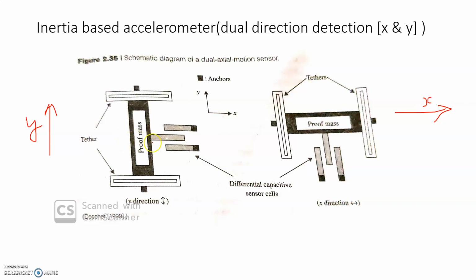The only difference is that the structure is almost similar, but the metal electrodes are placed in the direction parallel to y, whereas in x they are parallel to the horizontal direction. So vertical deflections are detected and the capacitance change is measured, while in the case of x we are measuring horizontal deflection. So that is all about today's class.